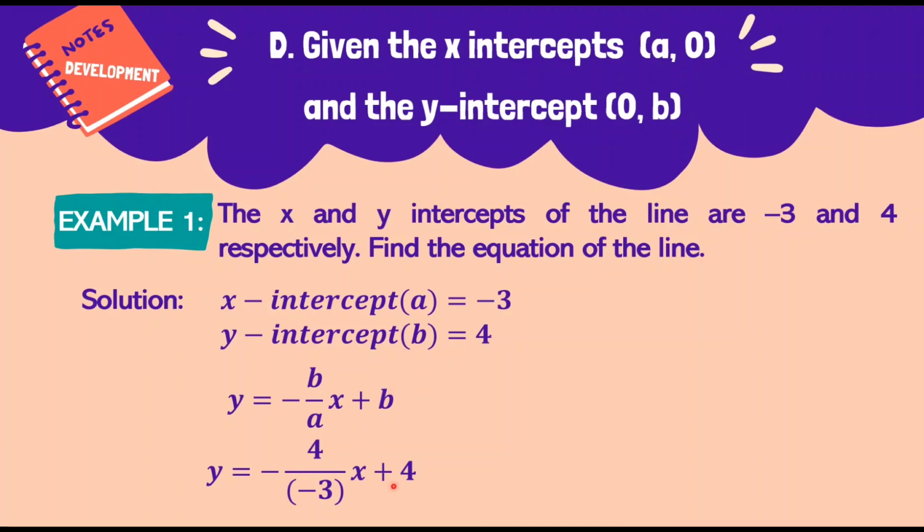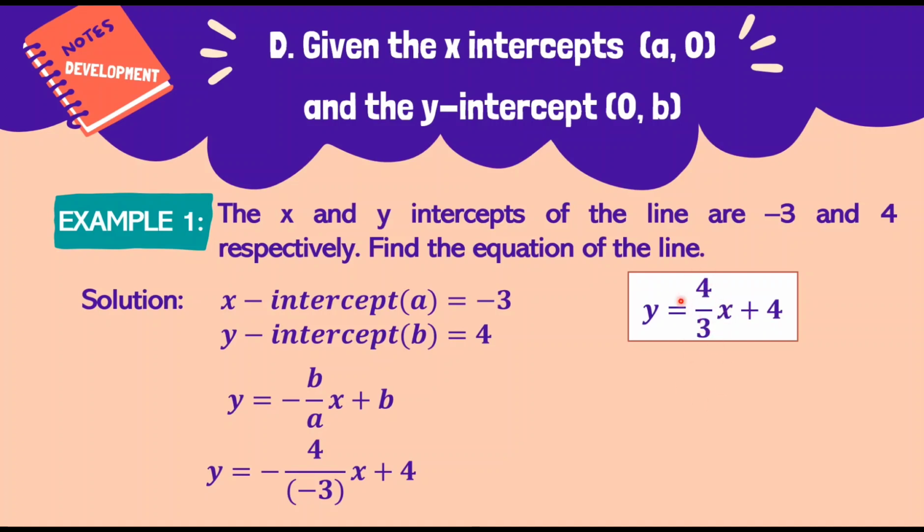So now, the next process is to multiply the negative sign to our denominator. So we have negative times negative 3, that is positive 3. Okay, so it becomes y is equal to 4 over 3x plus 4. So ma'am, ito na po ba yung sagot namin? Yes. Ito na yung inyong equation of the line. So, hindi na po ba namin kailangan gawing whole number ito?